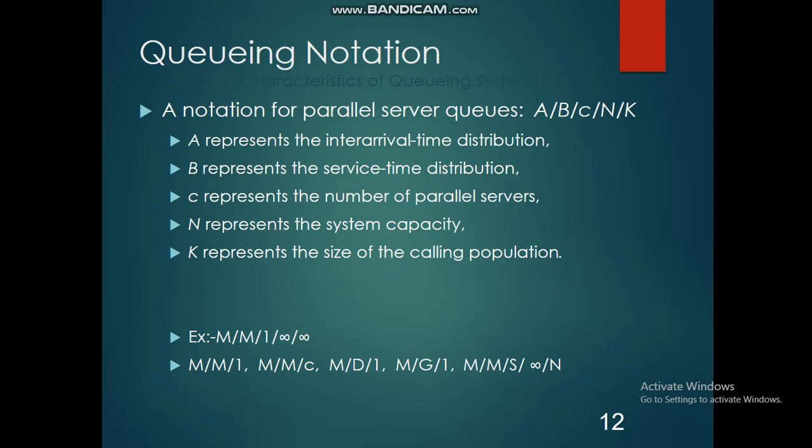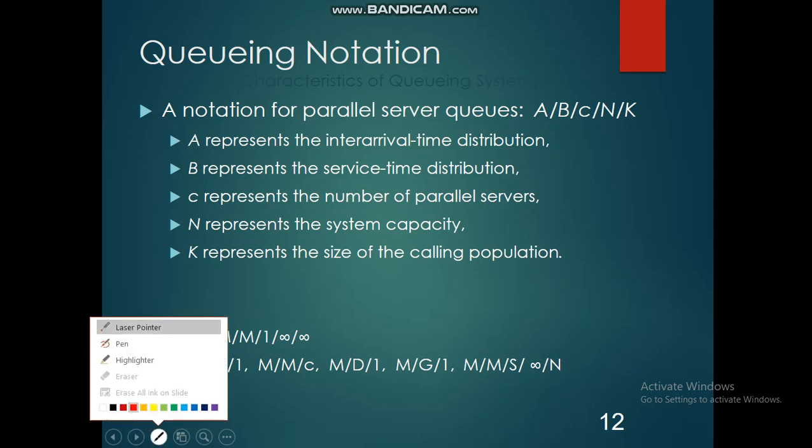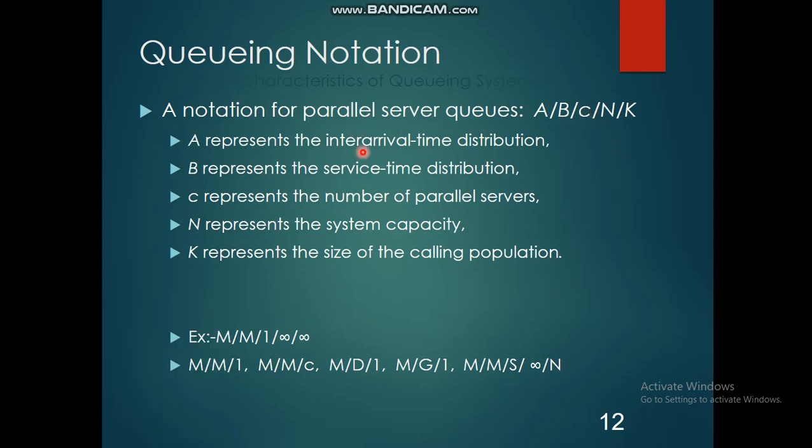A represents the inter-arrival time distribution, whereas B represents service time distribution and C represents the number of parallel servers. N represents the system capacity and K represents the size of the calling population. You know what the size of the calling population means. We generally take the number of customers here. It is called the size of the calling population. The system capacity can be finite or infinite. Again, the calling population also can be finite or infinite.